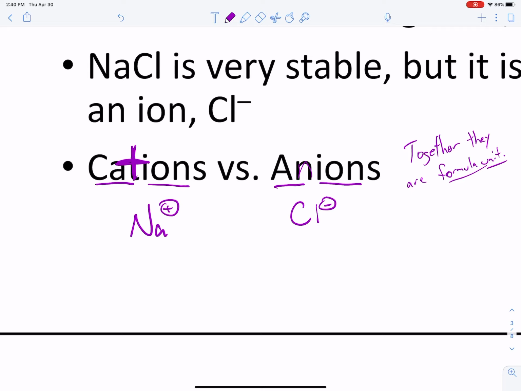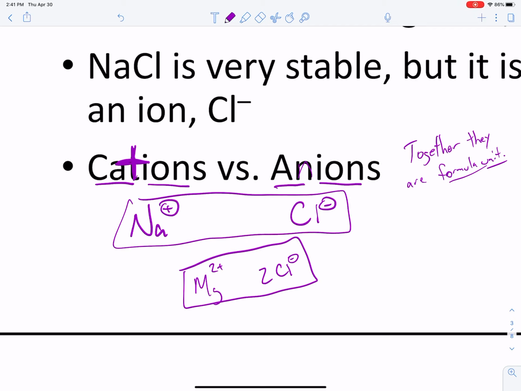Now, you don't just have to have an Na+ and a Cl-. You can do all sorts of different things. Magnesium is right next to sodium. Magnesium has to lose 2 electrons, and when it loses 2 electrons, it becomes Mg2+. Well, what if I have 2 chlorides? This here becomes another type of formula unit, just like this one did.